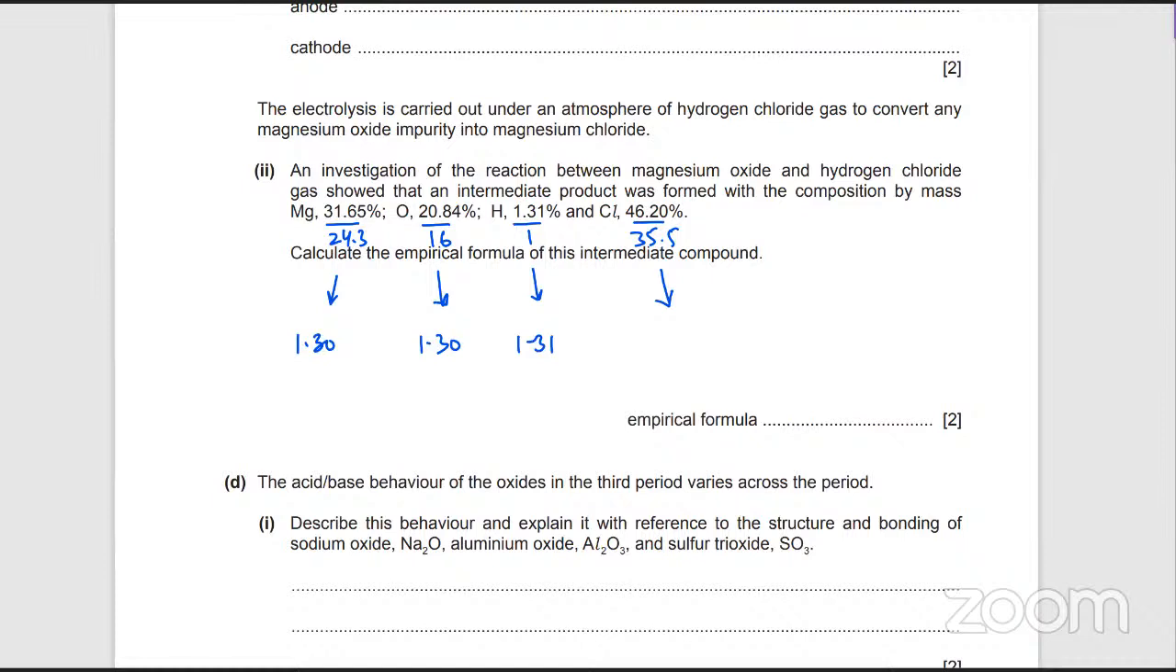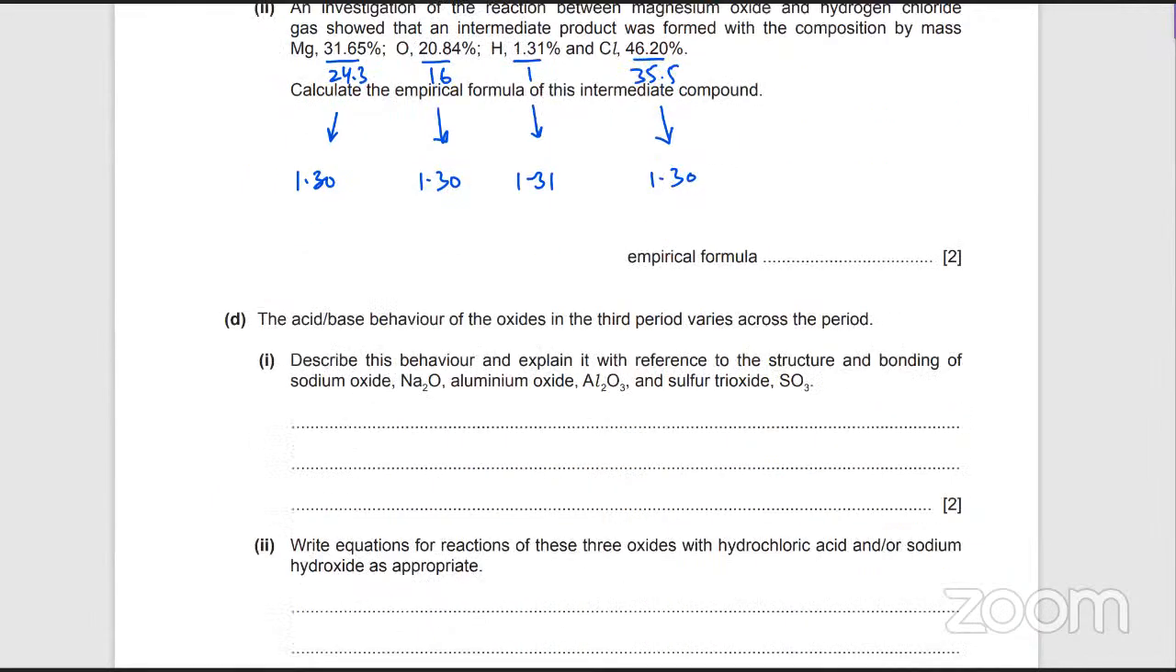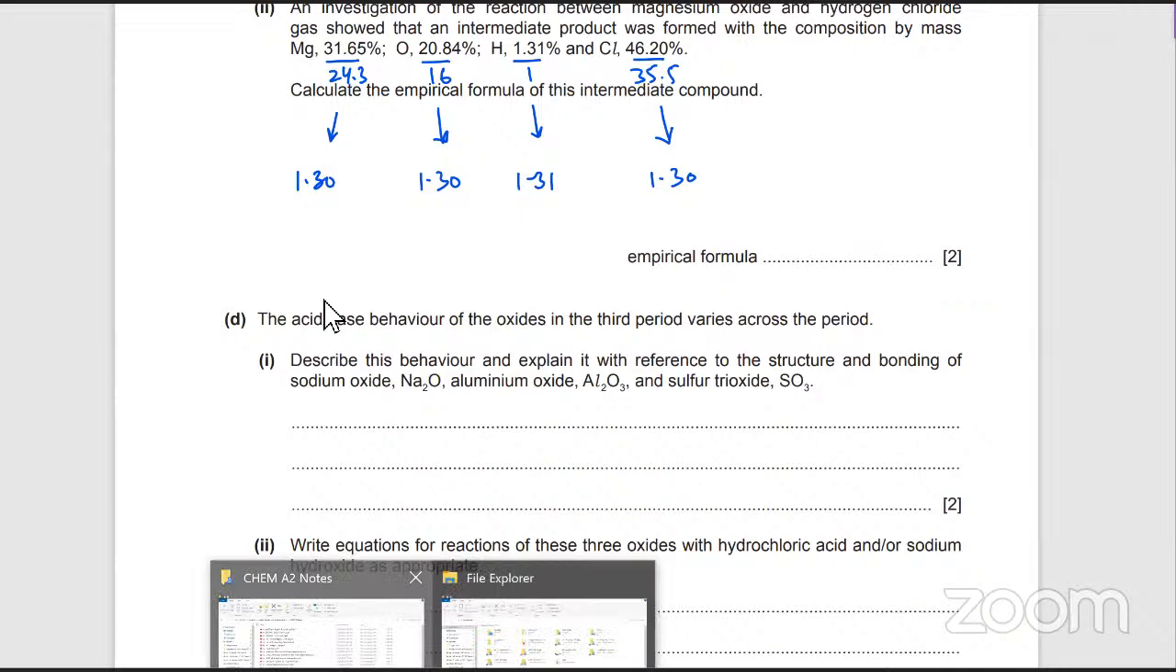And what is this one? You have 1.30. Yes. So basically the ratio, that's easy. 1:1. Everything is 1:1. Next: the acid-base behavior of the oxides in the third period varies across the period. How does it vary? Acid-base behavior.